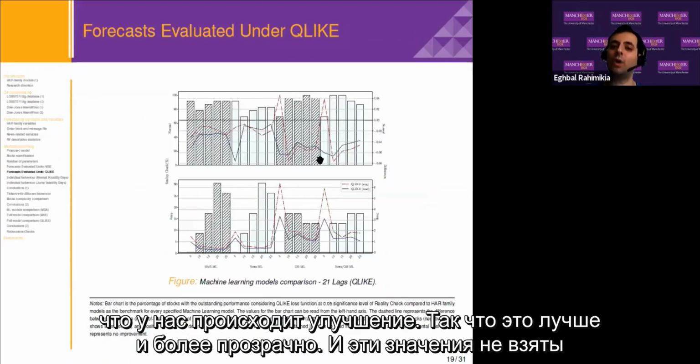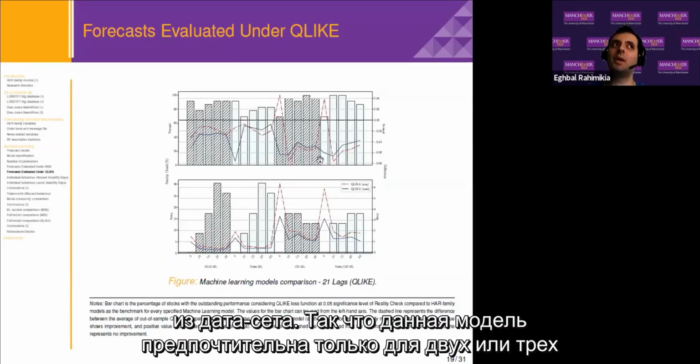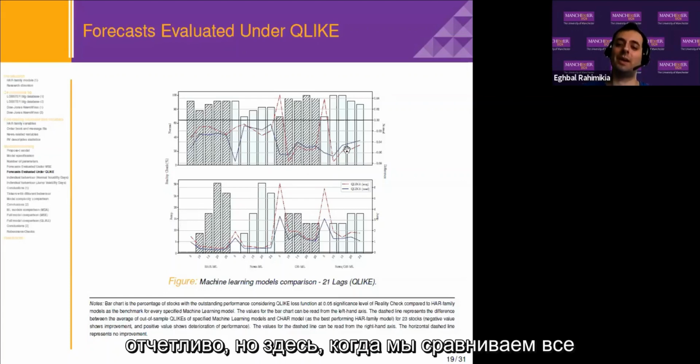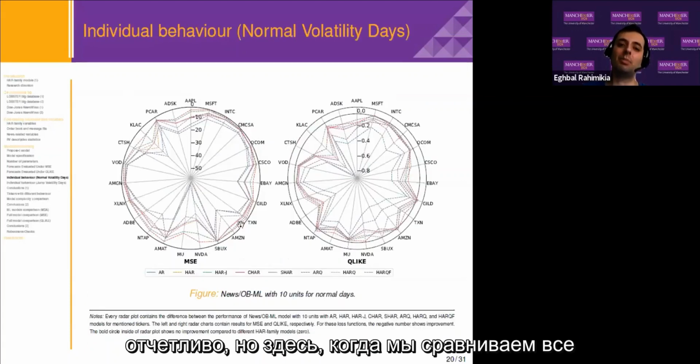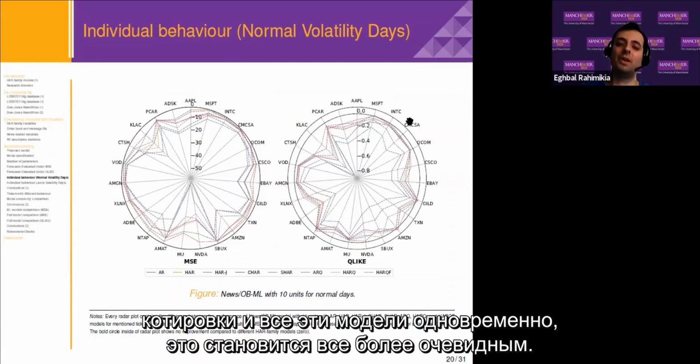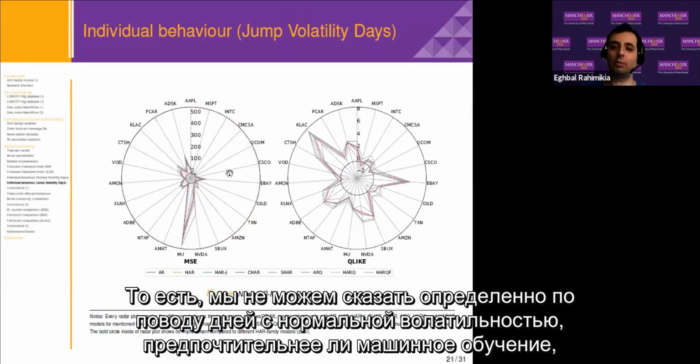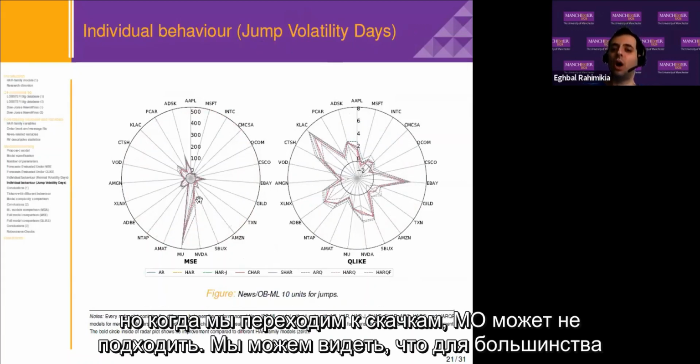These values are not coming from a single data set. Sometimes for just 2 or 3 tickers the model is the winner, but for the other models it's not the winner. But here, when we are comparing all these tickers and all these models at the same time, it's more transparent. So we can say definitely that for normal volatility days, machine learning is better. But when we move to jumps, it's not good.